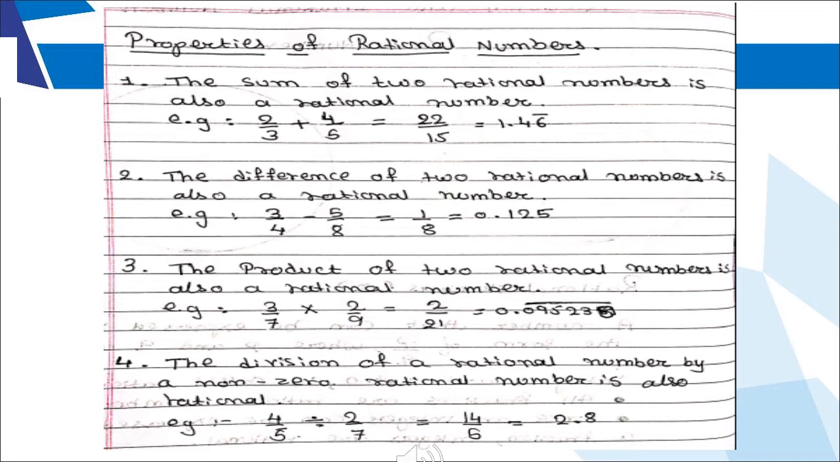So 4 upon 5 and 2 upon 7 are two rational numbers, and when I have divided them, my answer is 14 upon 5. And 14 upon 5 can be written as 2.8, which is a terminating decimal. So therefore, we can conclude here that when you divide two rational numbers, your answer is also a rational number.